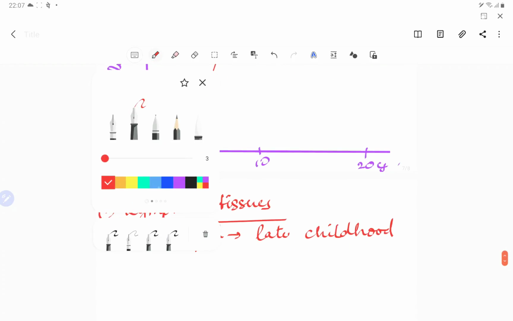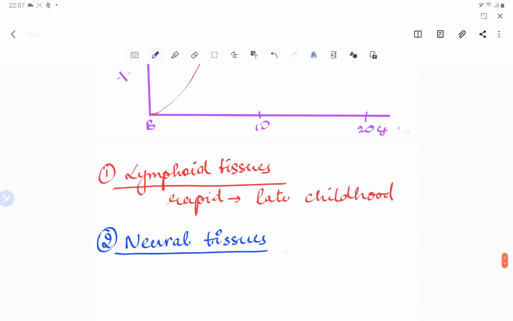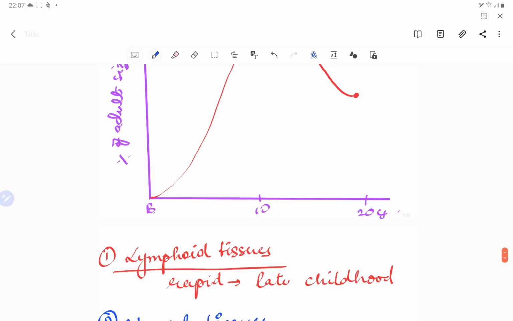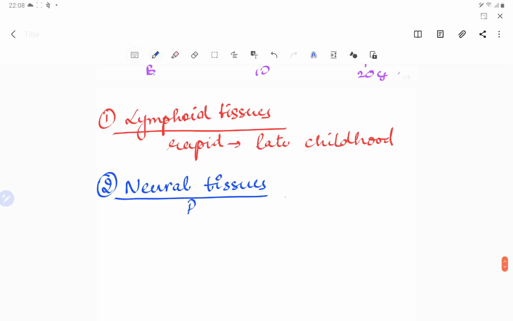So the next one we have is the neural growth, neural tissues. The neural tissues are basically our nerves. They grow very rapidly and reach maximum by the age of 6 to 7 years. And then after this there is very little growth, right? So neural tissues grow very rapidly by 6 to 7 years, and after that there is very little growth.